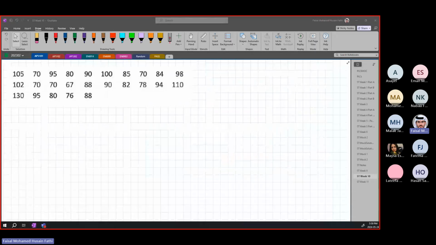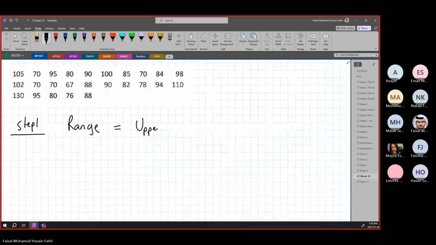The way to do that is, first, you need to know a few things. Step 1, you need to identify the range. Range is equal to the maximum limit, the maximum minus the minimum. All right, this is what the range is. So we're going to have to look at the largest number that we have here. What is the largest number that we have here? It is 130. This is our maximum.